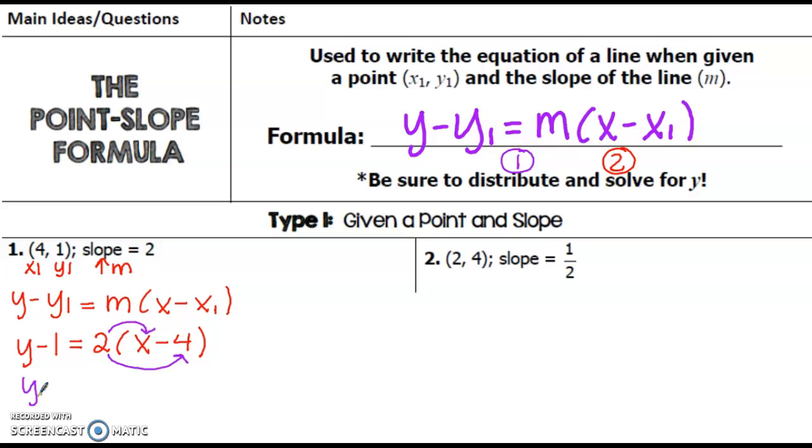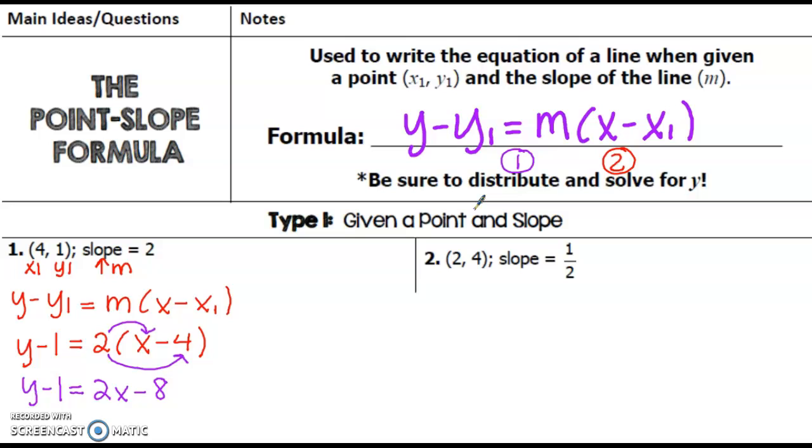So I'm going to drop my y minus 1 equal 2. Then 2 times our x, that is just 2x. And then 2 times our negative 4, that's going to be a negative 8. So we've done step number 1 to distribute. Step number 2 says solve for y.